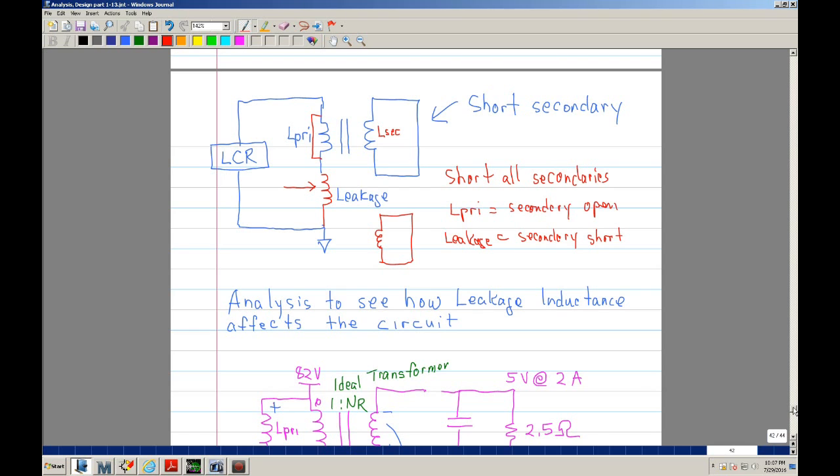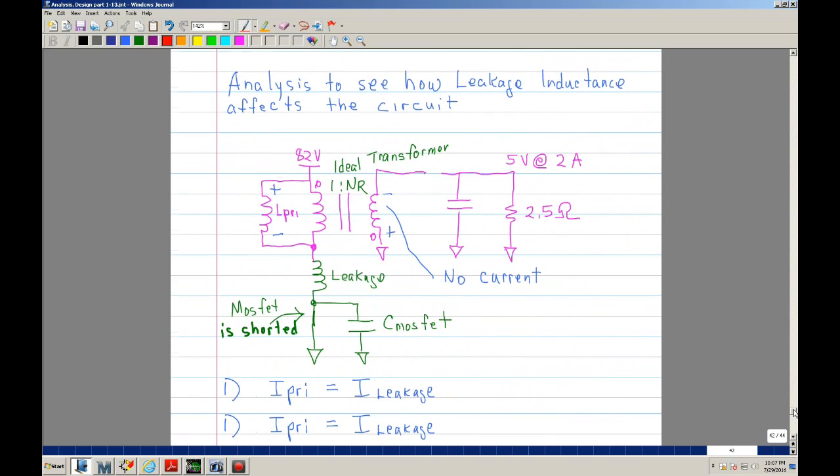Okay, so let's see the analysis and what's happening. Again, ideal transformer, and this is the T on schematic. For this, I'm going to use 82 volts as my V input.